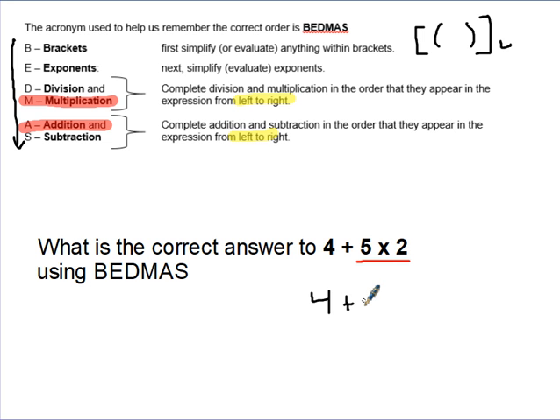5 times 2, go to my calculator, 5 times 2 is 10. Okay, great. 10. And I should put some equal signs here. So now I have 4 plus 10. And because there's only one operation here, addition, I can just go ahead and do 4 plus 10, which is 14. And that's that. So the correct answer here would be 14.